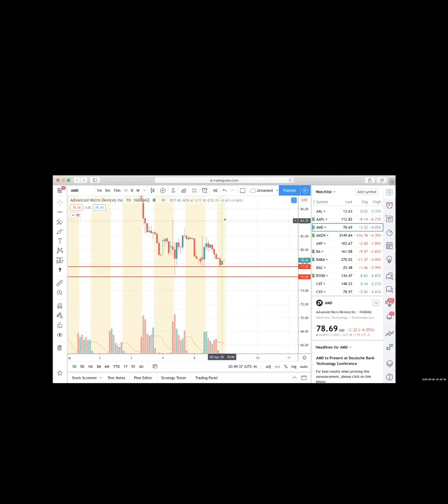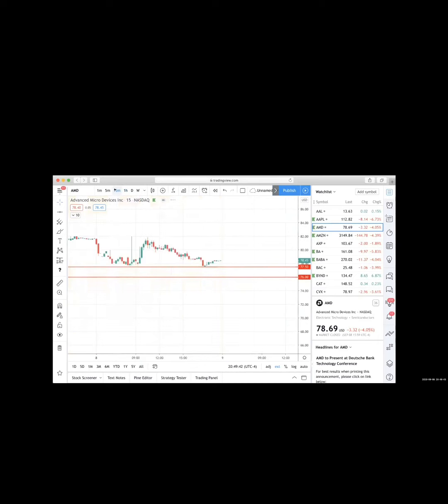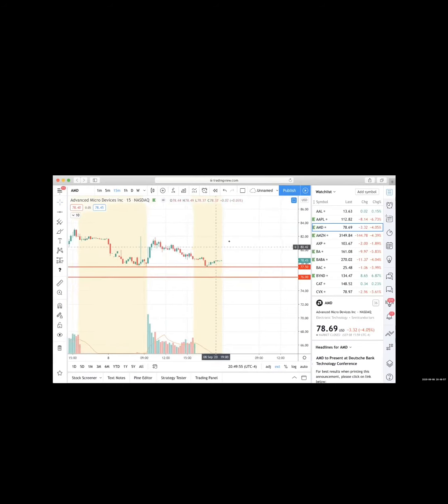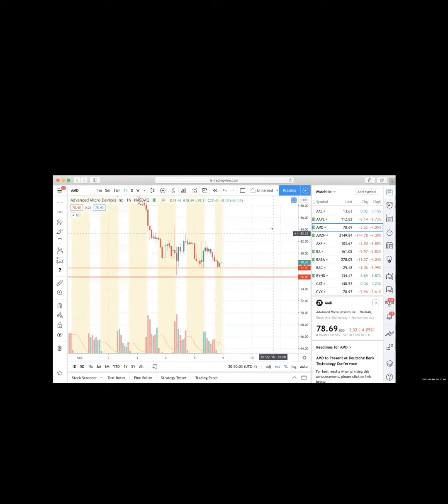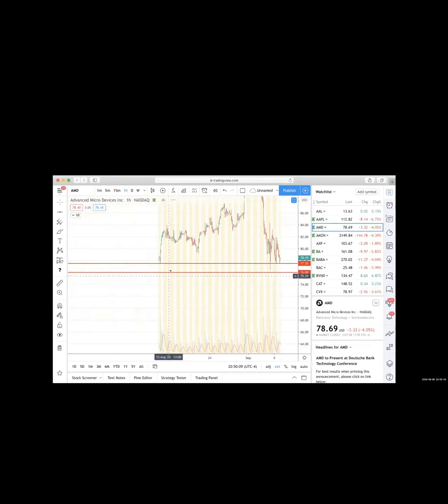So I'm looking at this, and then I go ahead and look at the 15-minute. I can see, okay, wow, yeah, it rejected that nicely. It also rejected it, you can see here, in pre-market or after hours of today. After hours, yeah. So that 77.50 looks like a really, really clean level of support on AMD. And then 76 is the next level, which is the bottom of this candle from Friday.